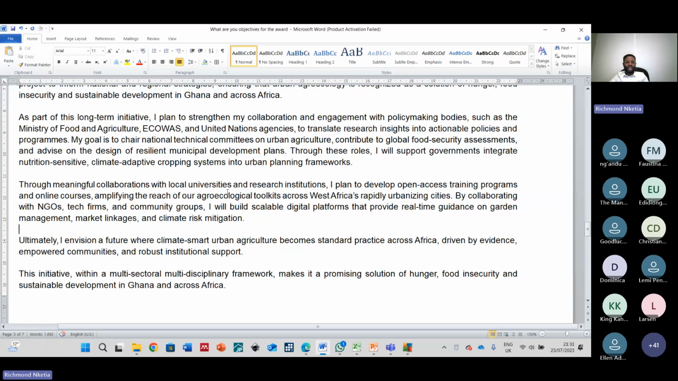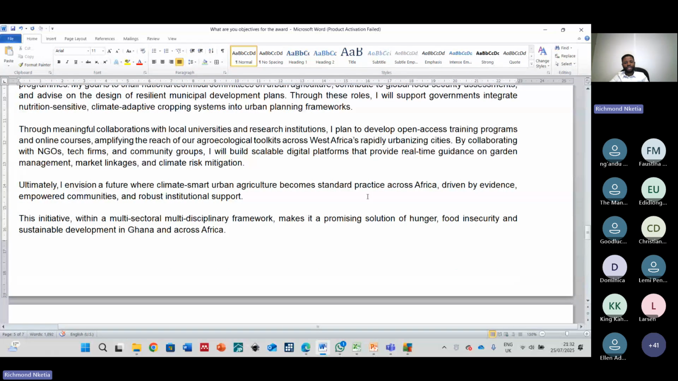Ultimately, I envision a future where climate-smart urban agriculture becomes standard practice across Africa, driven by evidence, empowered communities, and robust institutional support. And this initiative, which is organized within a multi-sectoral, multidisciplinary framework, makes it a promising solution to hunger, food insecurity, and sustainable development.